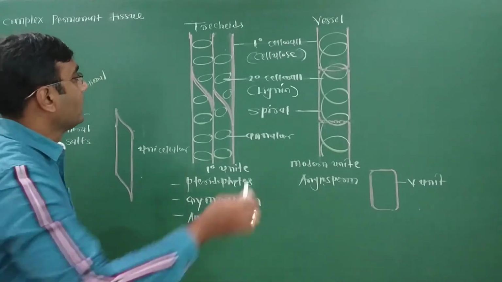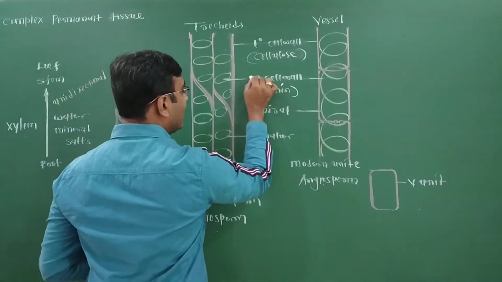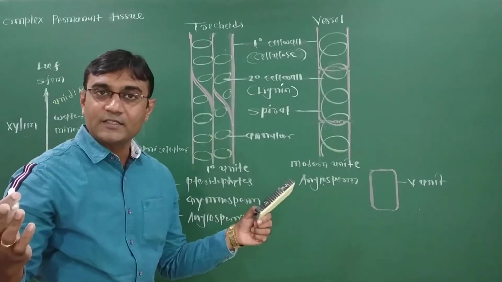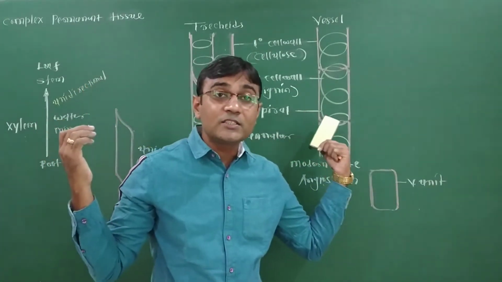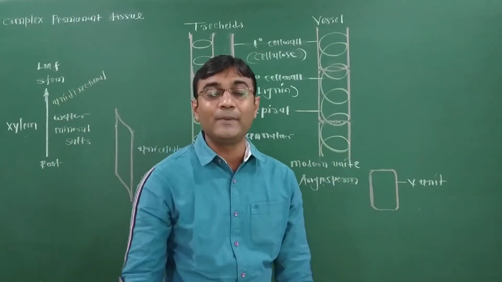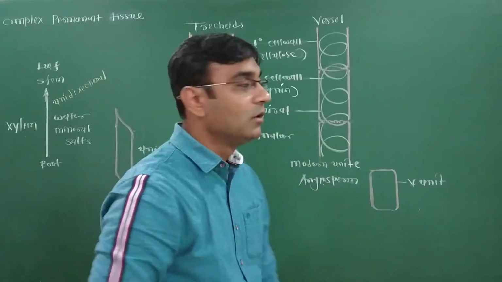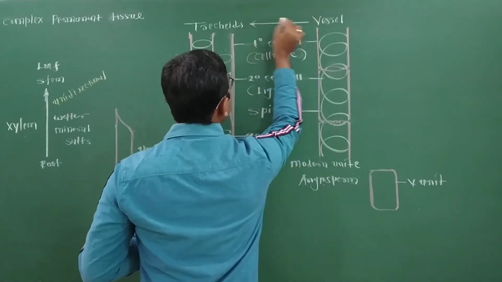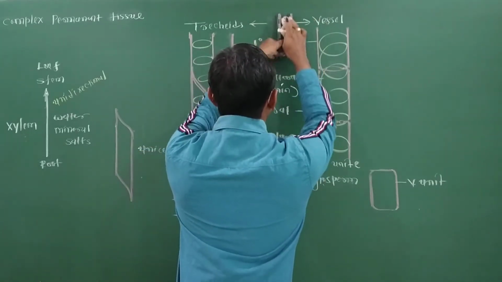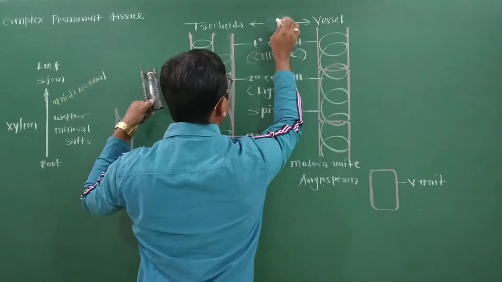Now, both develop a secondary cell wall. As the secondary cell wall develops completely, the wall becomes thicker. At that time, both structures lose their protoplasm, meaning the cytoplasm and nucleus are lost. So both are dead units, tracheid and vessel, both non-living.